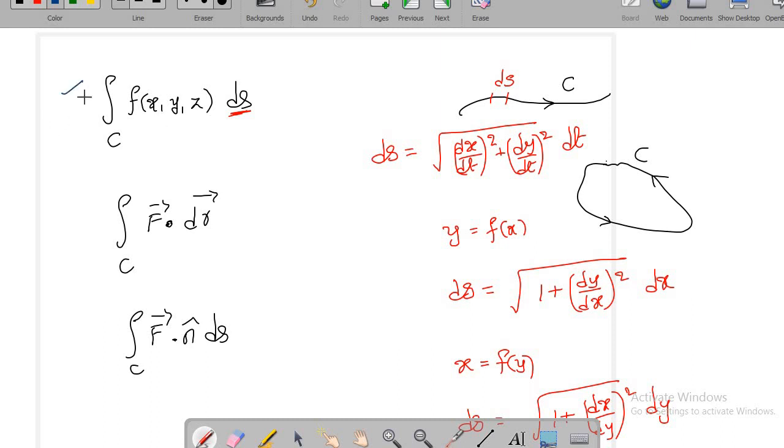So this is about the first integral. First you parameterize the curve. The parametric representation of the curve can be written like this: x as a function of t, y as a function of t, and similarly z as a function of t. If you have 3 variables, you'll have one more here. Let me write.